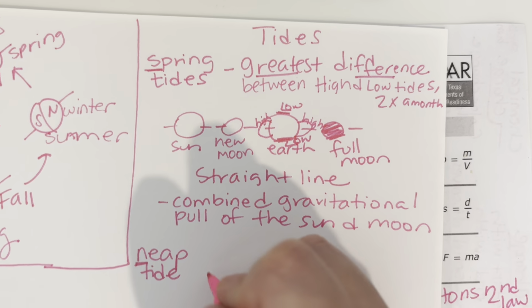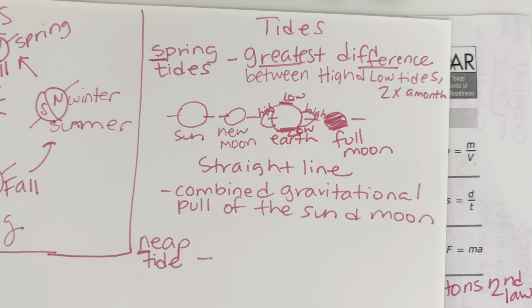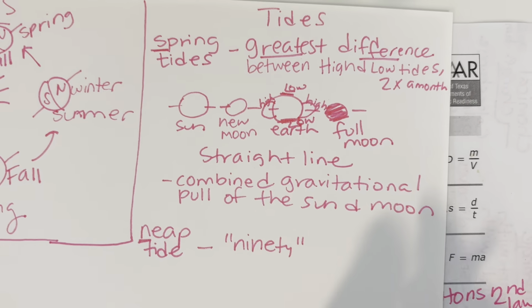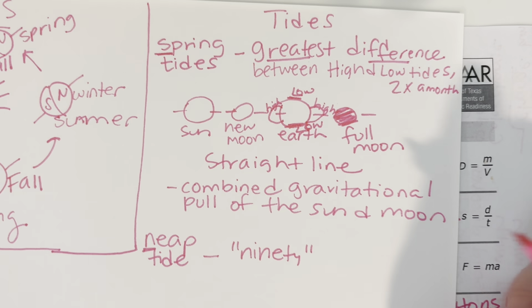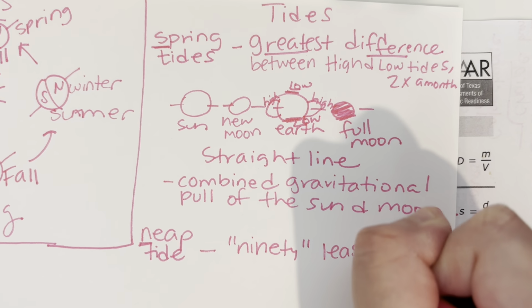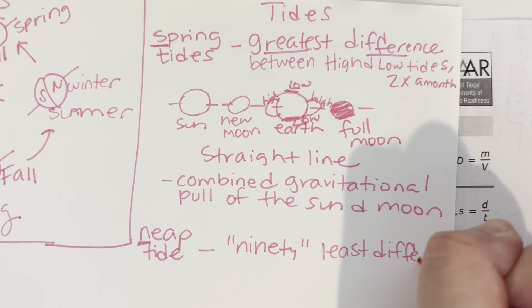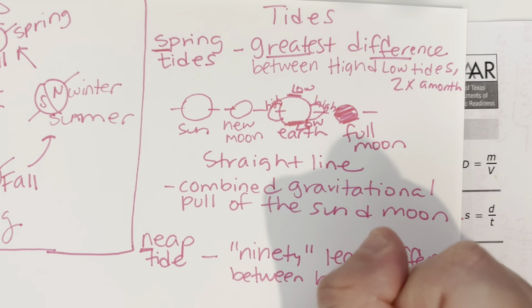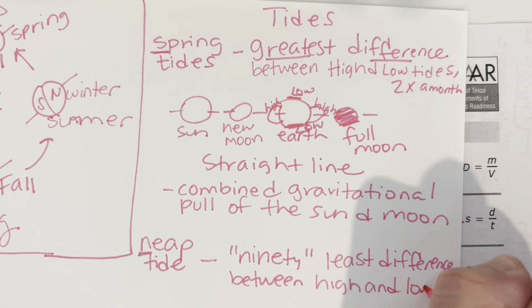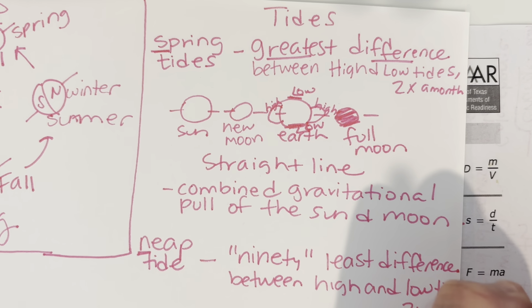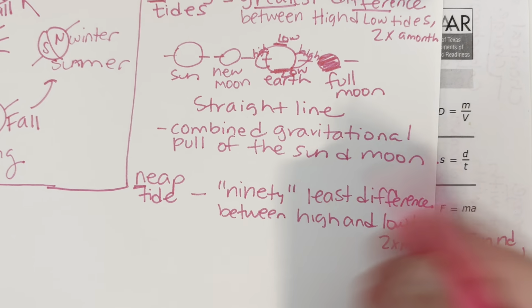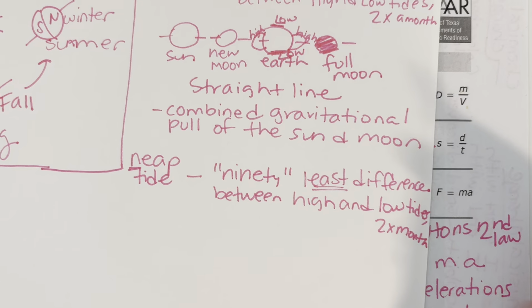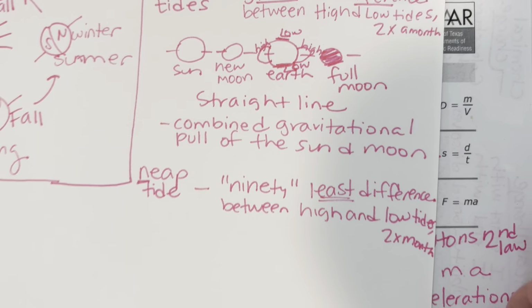Neap starts with an N. So N for 90, because we're at 90 degrees here. A neap tide would be the least difference between high and low tides, right? And it also happens twice a month. But here is what I want you to remember: it's the least difference between the tides. So in N for 90, neap, we're at 90 degrees.